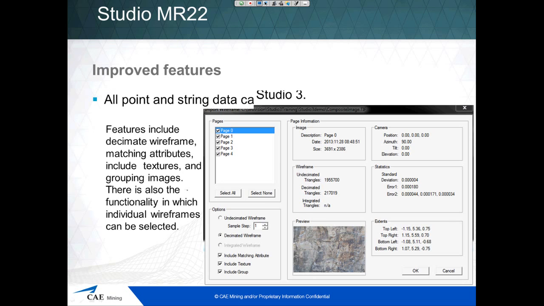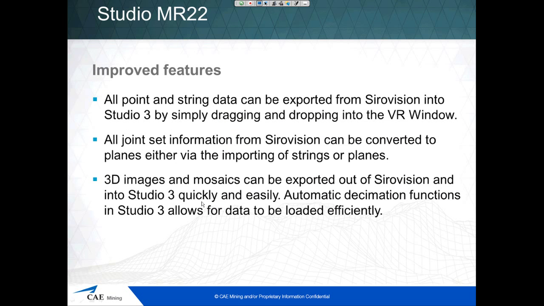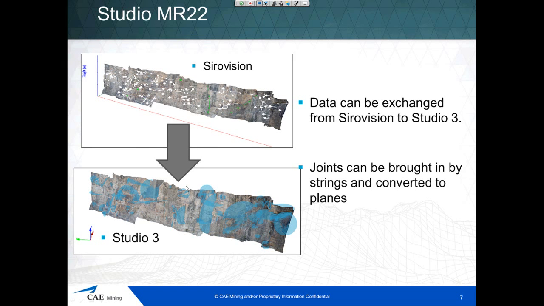So the improved features within Studio: basically all points and string data can be exported from Sirovision into Studio 3 by simply dragging and dropping into the VR window, as I was suggesting before. All joint set information from Sirovision can be converted to planes, either via the importing of strings or planes. And 3D images and mosaics can be exported out of Sirovision and into Studio 3 quickly and easily. Automatic decimation functions in Studio 3 allow for data to be loaded efficiently. So this is just showing you the pictures of all my joint sets, and I can exchange the data quickly and easily between Sirovision and Studio 3. And that works quite well.